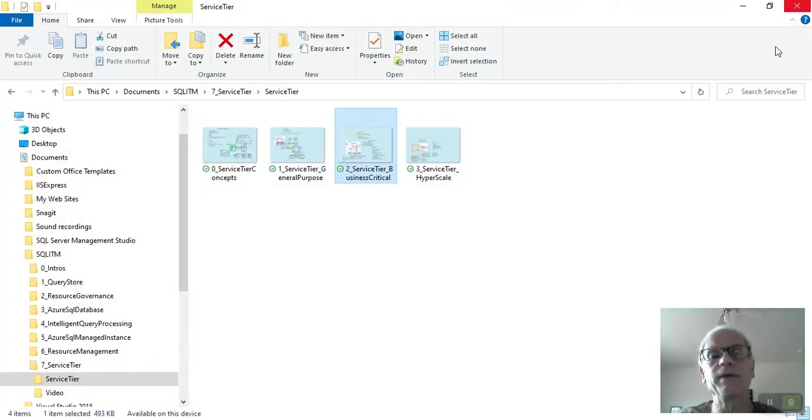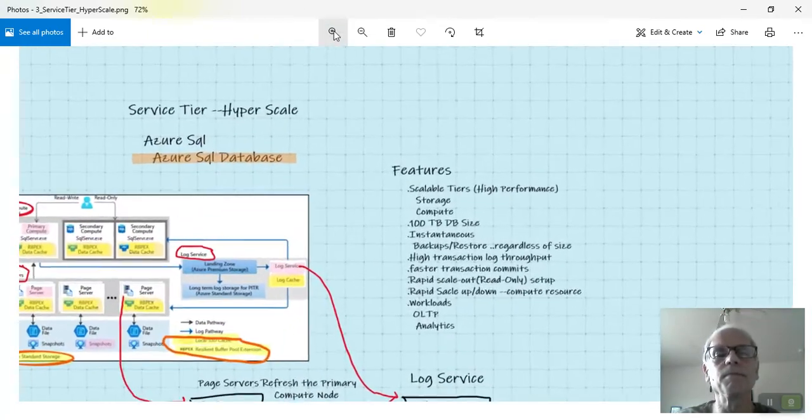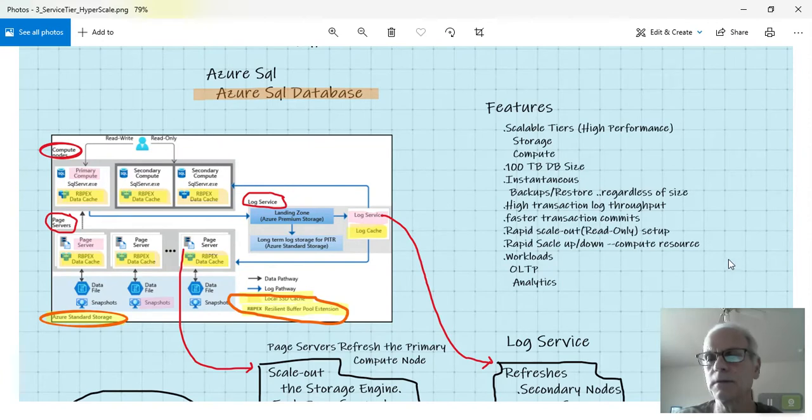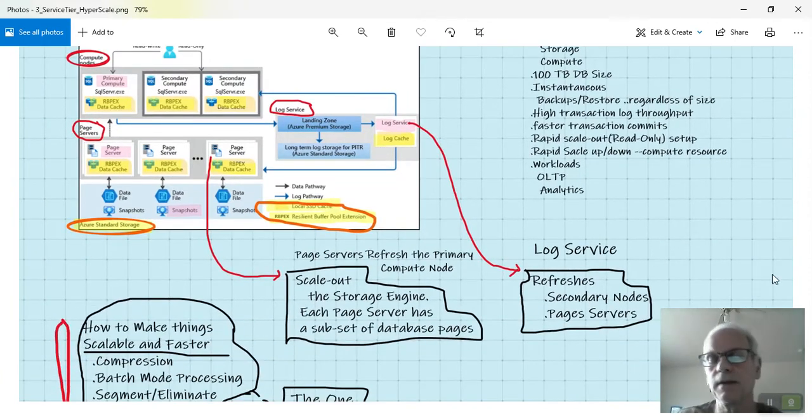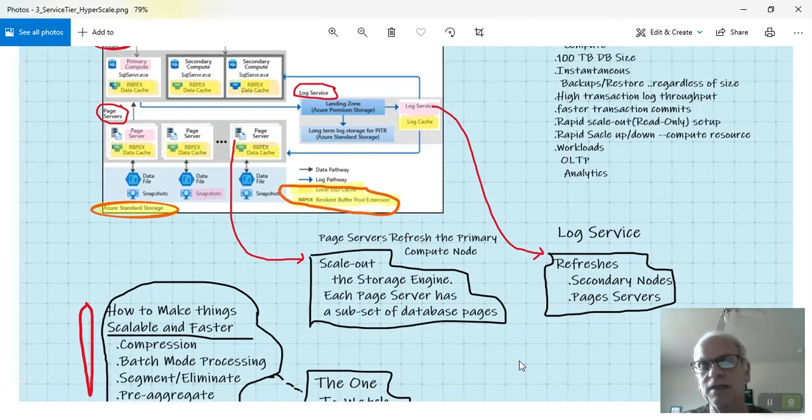The last one that we do have is called HyperScale, which is a service tier all unto itself, and it's a phenomenal piece of architecture. I'm just going to highlight the screen here, and I'll just briefly discuss it because it would take a number of series to really go into depth on this. The one key feature is our page servers, which refresh the primary compute node. So you scale out your database engine through the page servers, and each page server has a subset of the database pages. So it's highly scalable.